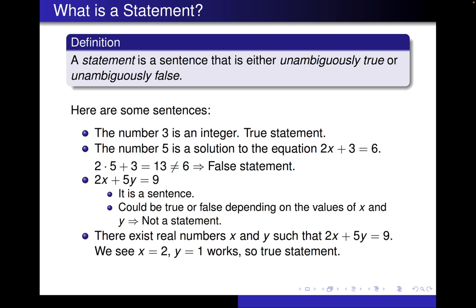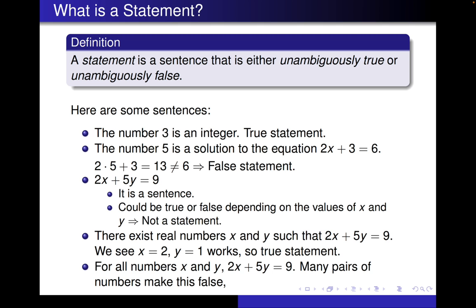We can also take that sentence 2x plus 5y equals 9 and put a for all in front of it. For all numbers x and y, 2x plus 5y is equal to 9. Now that one, there are lots of pairs of numbers that make it false. If you just chose, say, x equals 0 and y equals 0, you get 0 equals 9, which is false, which means that it's not a true statement. However, it is a statement. It just happens to be false.